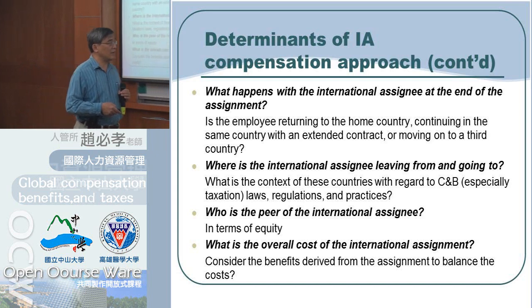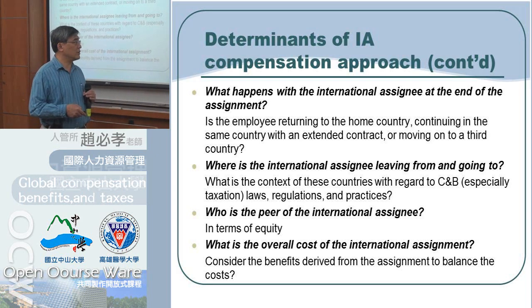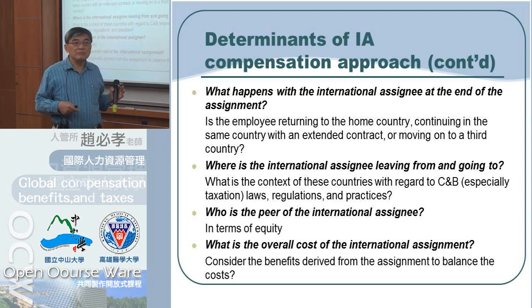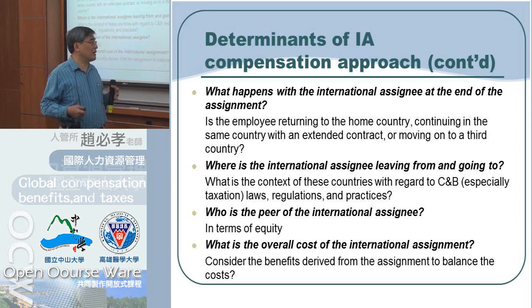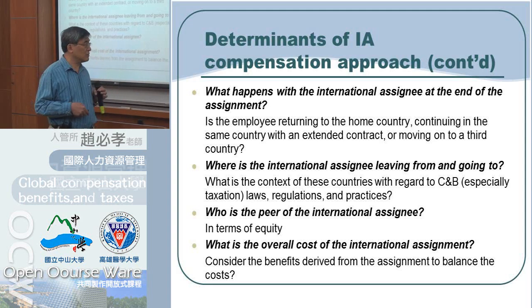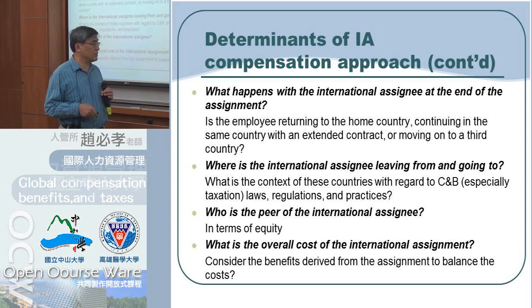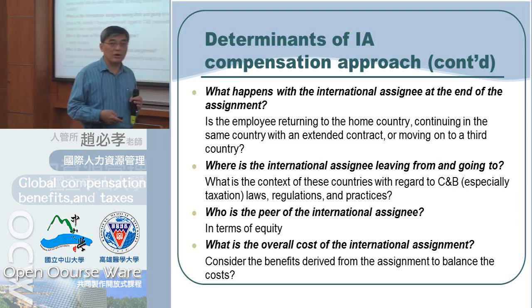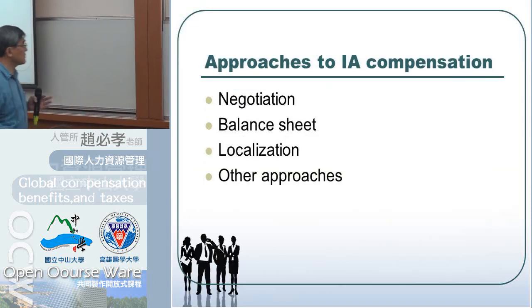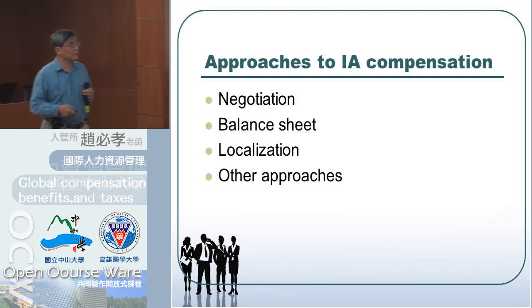Find the international assignee's living situation, from and going to, okay. So what is the context of this country? Is it well established or just developing? Okay, and about their tax law and regulation, and find the peer group of the international assignee, right? Because in terms of equity, right, they will compare. And find the overall cost of the international assignment. Consider the benefit derived from the assignment to balance the cost. Okay, so when you consider this, you should know that there are four approaches.